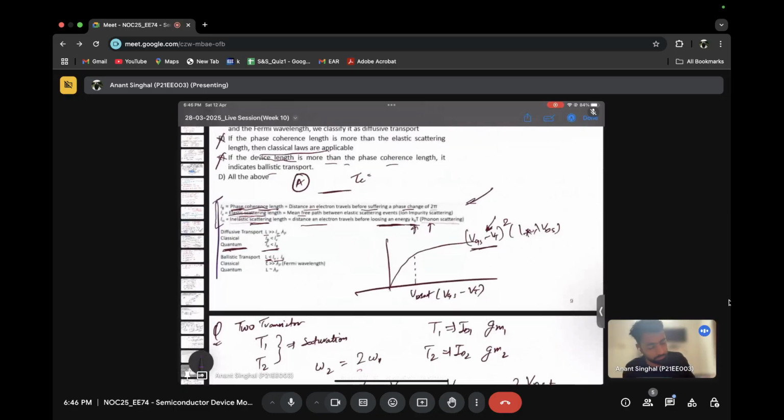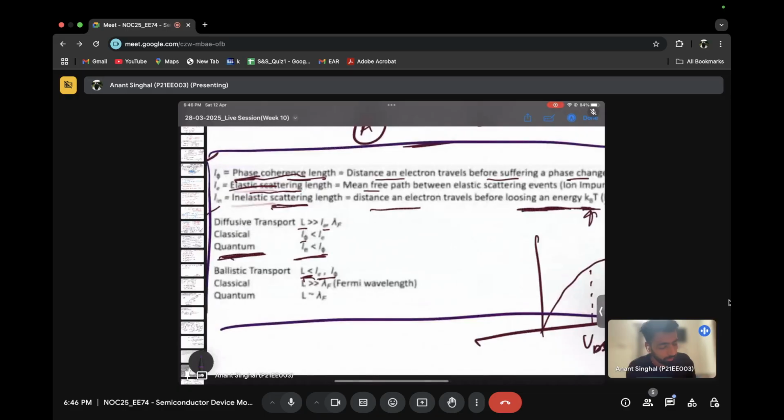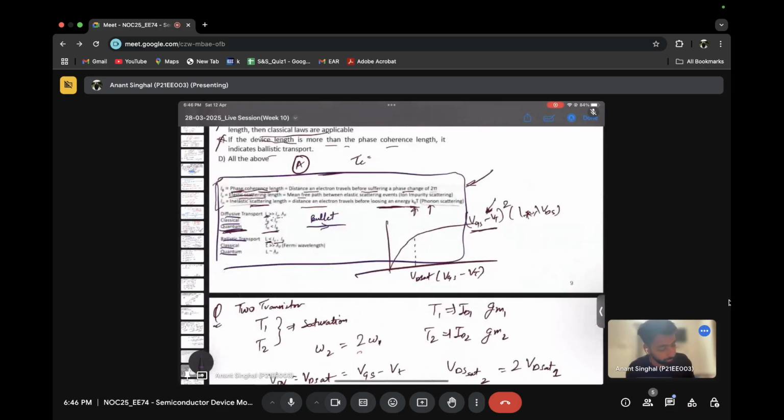Then there is some important scattering part, that is, what kind of model a semiconductor is following based upon the length. If the length is less than the coherence length and the free mean wavelength, then it is a diffusive transport. When it is classical, when it is quantum, when it is ballistic. Ballistic is in a single direction like a bullet. As the name suggests, ballistic means like a bullet.